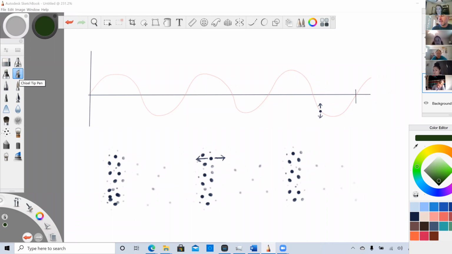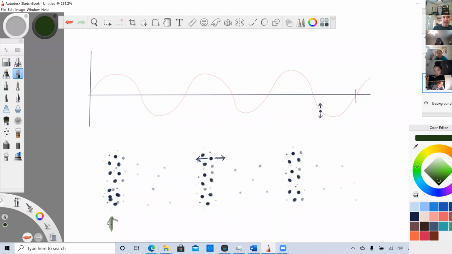So, acoustic variables: pressure, density, and distance. We see our pressure, density, and distance down here a little bit better. I'm sorry, you can't see my hand down here. This, of course, is our mechanical longitudinal wave.